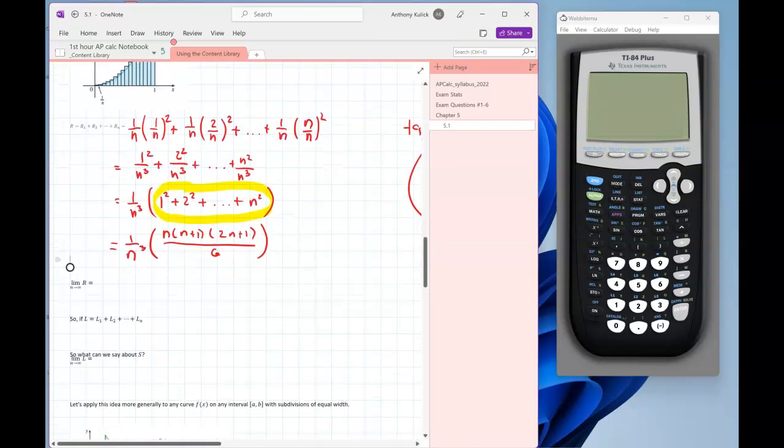All right. So we have that for r. So if I want then the limit as n goes to infinity of r, what's the problem?